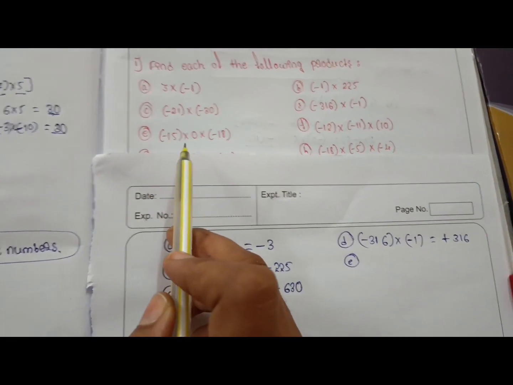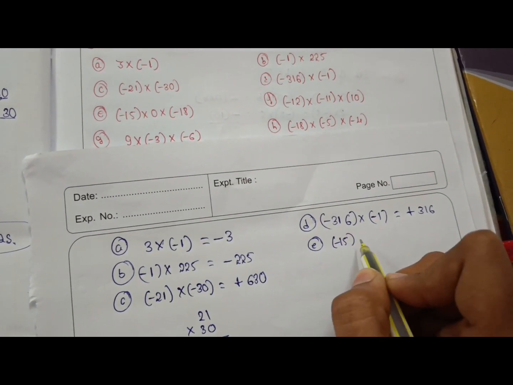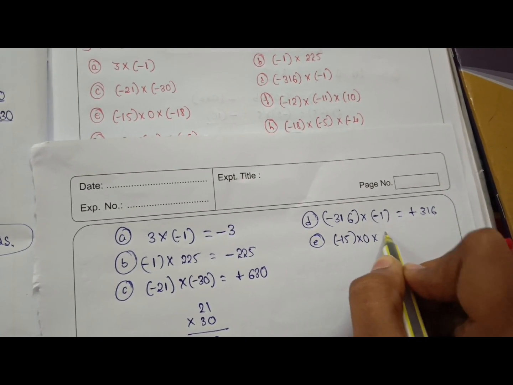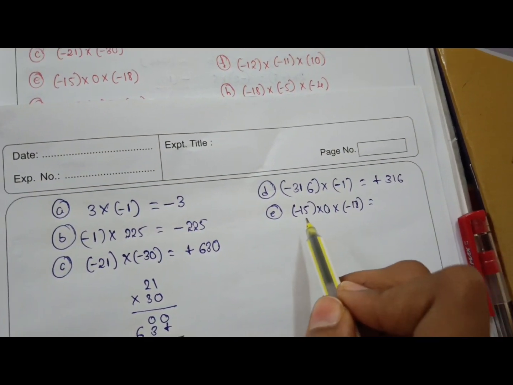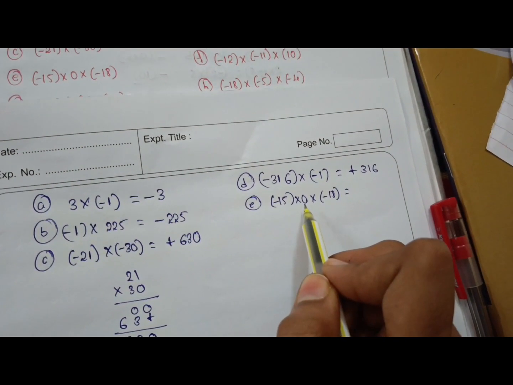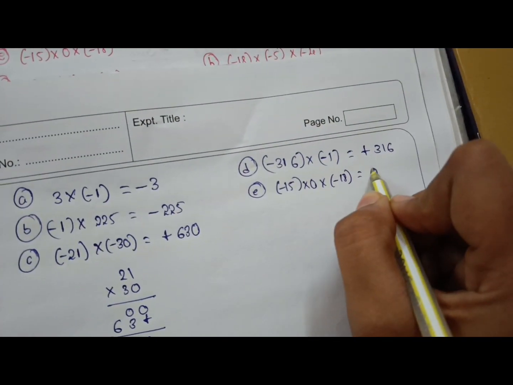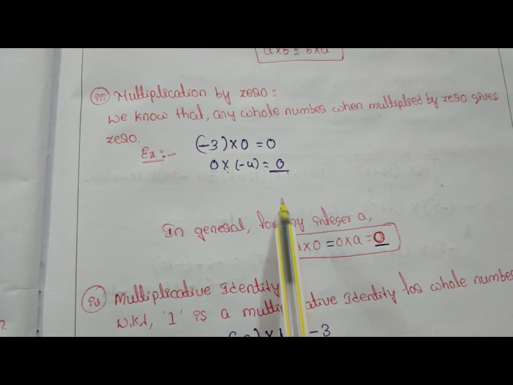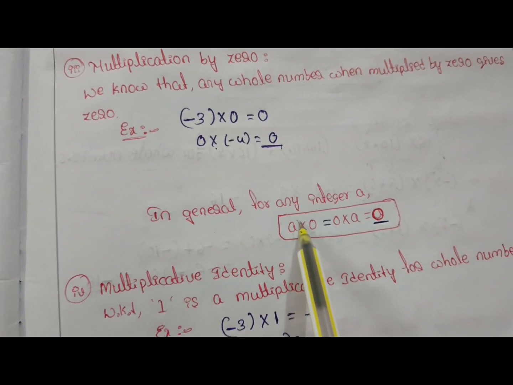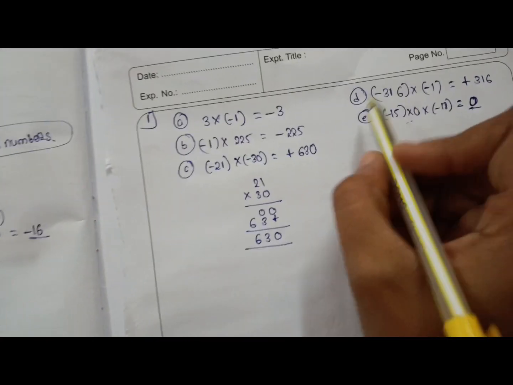Next question. Minus 15 into 0 into minus 18. That is equal to 15 into 0 is 0, 0 into 18 is 0. Here the multiplication by 0 property is applied. This property, multiplication by 0: any integer into 0 is equal to 0.